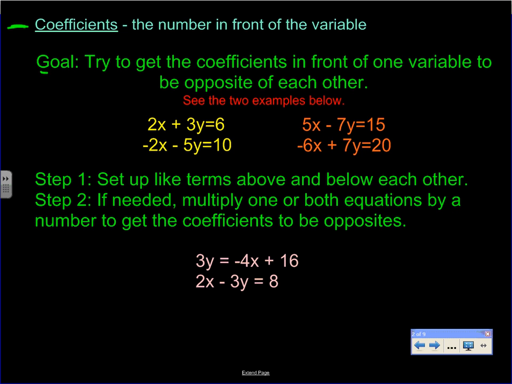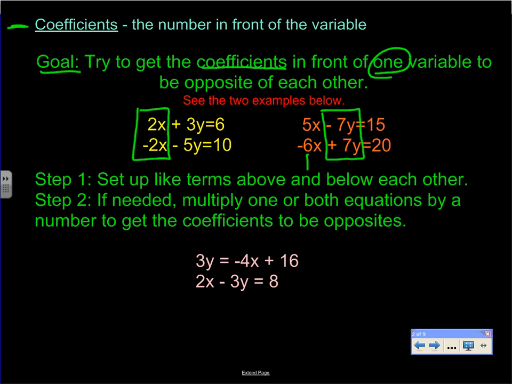The goal for this slide is to try and get the coefficients in front of one variable to be opposite of each other. And if we look, the coefficients in front of the x's are opposite of each other. One's a +2, the other one's a -2. If we look over here in the other system of equations, the y's have opposite numbers in front of them. One's -7, the other one's +7.